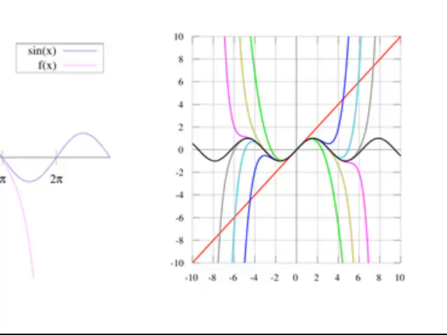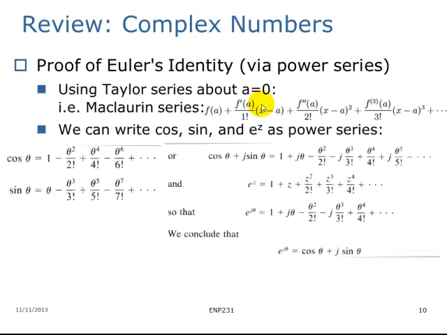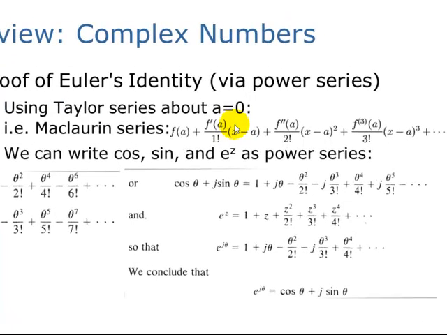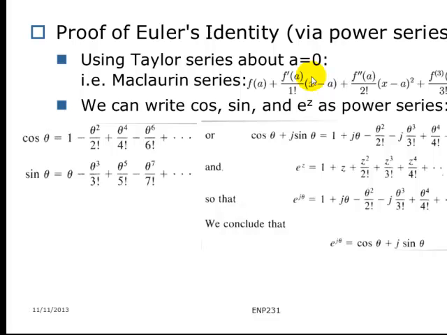from x equals 0. Now for e to the x, we can do a Taylor series, and that evaluates to 1 plus x over 1 plus x squared over 2 factorial plus x cubed over 3 factorial, etc. Now this is how we can show or prove Euler's identity. So we'll use Taylor series about a equals 0, which is actually called the Maclaurin series. We can write cosine, sine, and e to the z as power series.